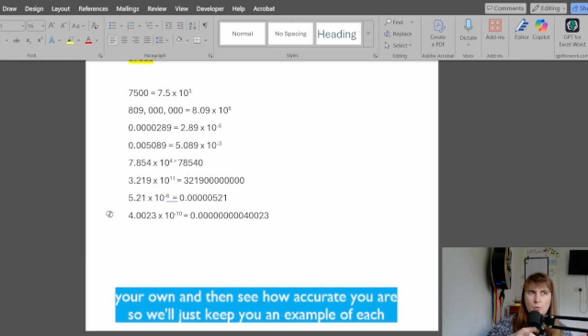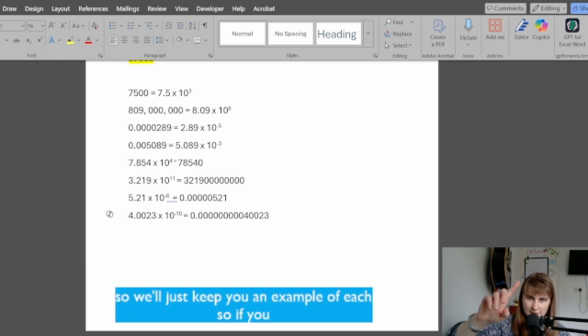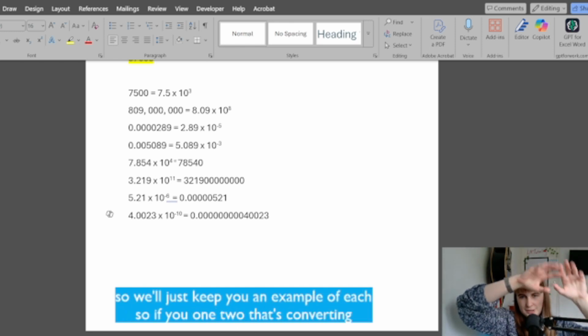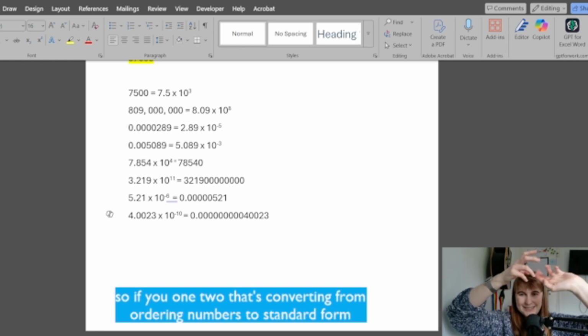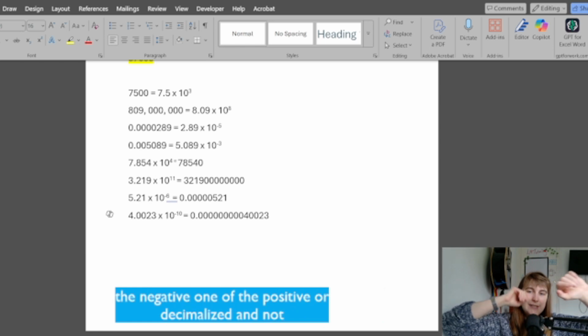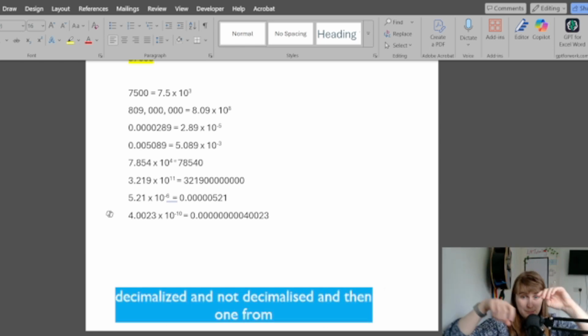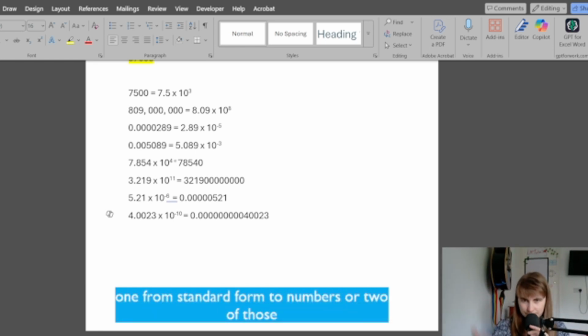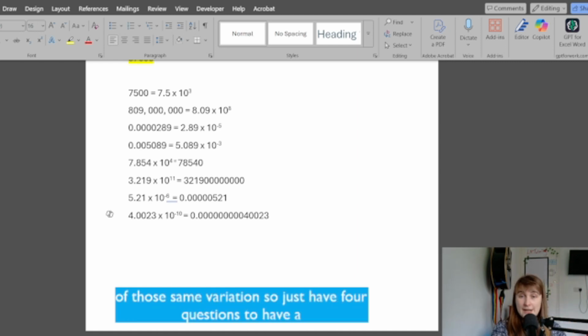So I'll give you 2 that's converting from ordinary numbers to standard form, one of them negative, one of them positive, or decimalised and not decimalised, and then 1 from standard form to numbers, or 2 of those, the same variation. So just have 4 questions to have a go on your own, and then we're going to have a look at a little worksheet where we're going to be looking at taking over the human race using some standard form numbers. So that will all be revealed in a moment.